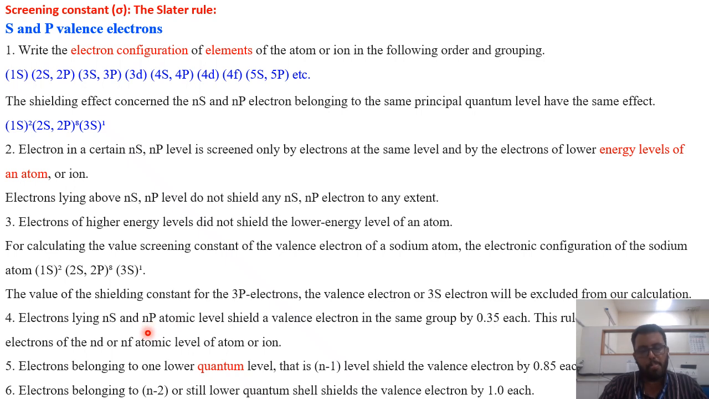The fourth point is very important. What Slater said is that you have to give a numeric value. For instance, for ns and np you can give 0.35, and for the n minus 1 shell you can give 0.85, which is a little bit higher, which means you are moving close to the nucleus, so the value is increasing. That is logical, right? And then when you move to n minus 2, even closer to the nucleus, you should give a higher value, that is 1 each. So these are the values: 0.35 for the same shell, 0.85 for the previous shell n minus 1, and 1 for n minus 2, and so on.